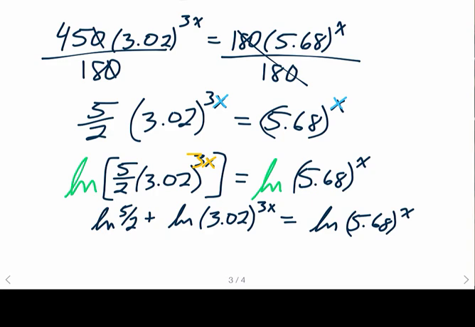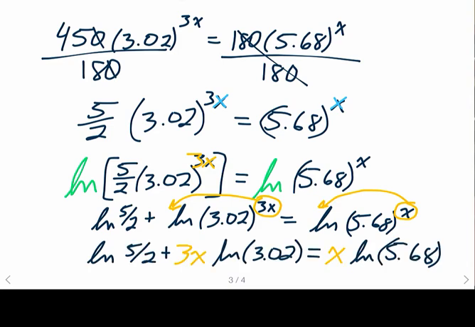is equal to the natural log of 5.68 to the x. Now the 3x can come out in front of just that term, and then the x can come out in front of the term on the right-hand side. We end up with the natural log of 5 halves plus 3x times the natural log of 3.02 is equal to x times the natural log of 5.68.